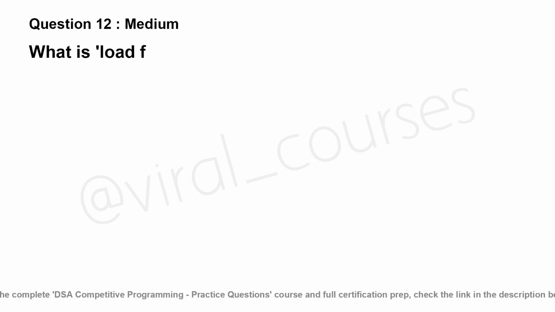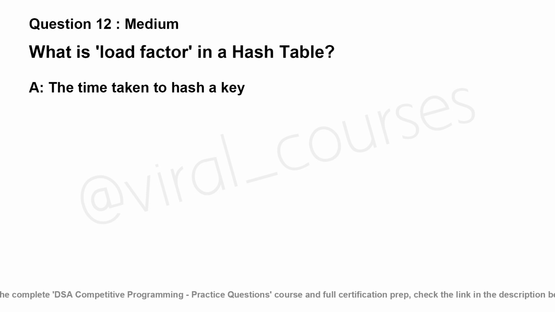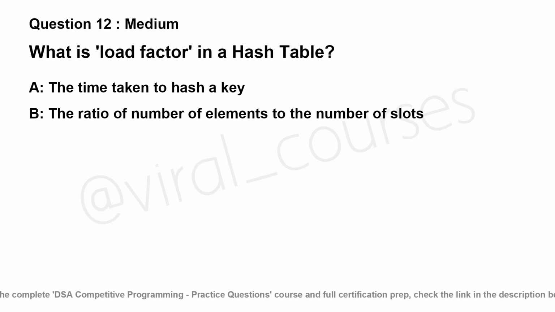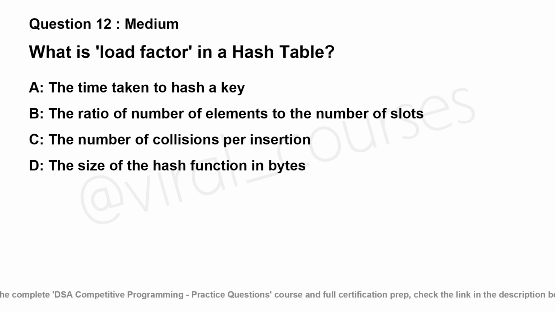What is load factor in a hash table? Option A, the time taken to hash a key. Option B, the ratio of number of elements to the number of slots. Option C, the number of collisions per insertion. Option D, the size of the hash function in bytes.